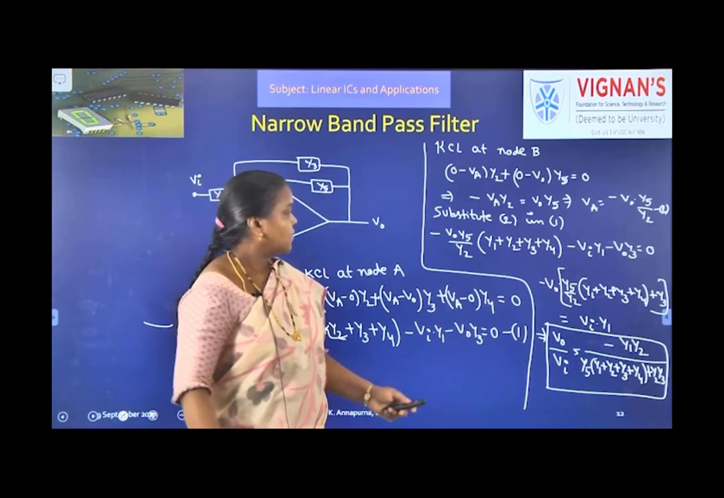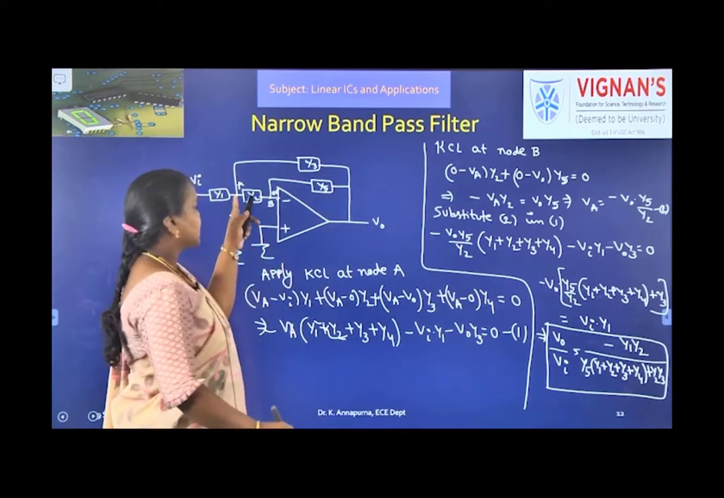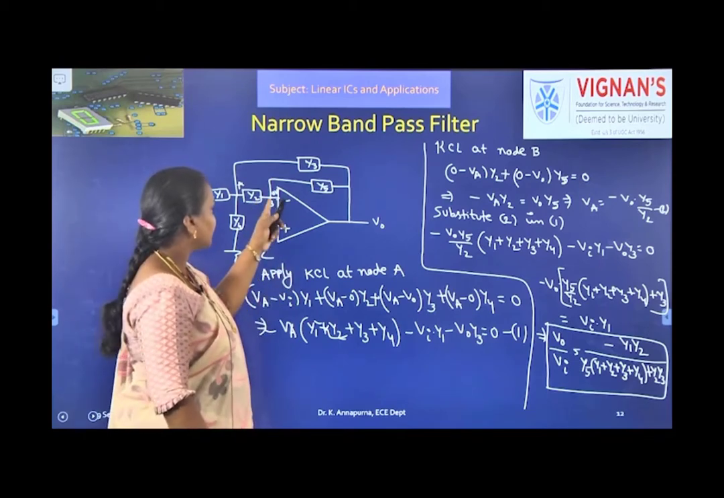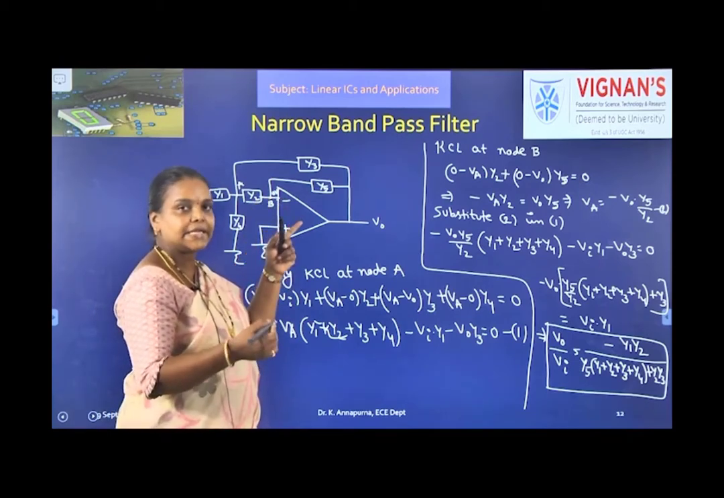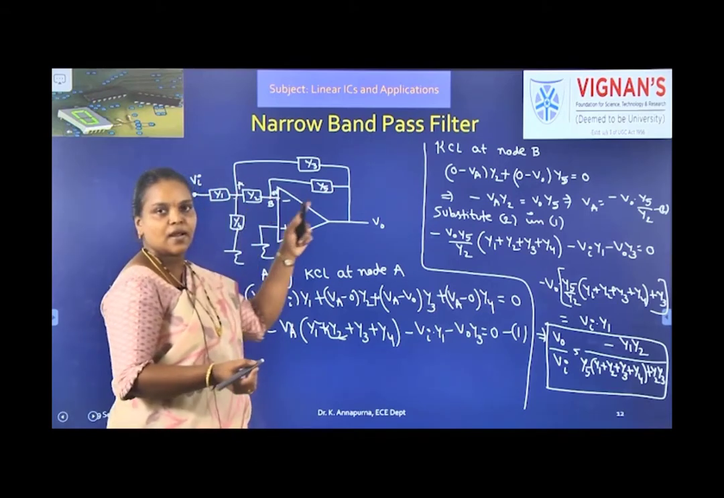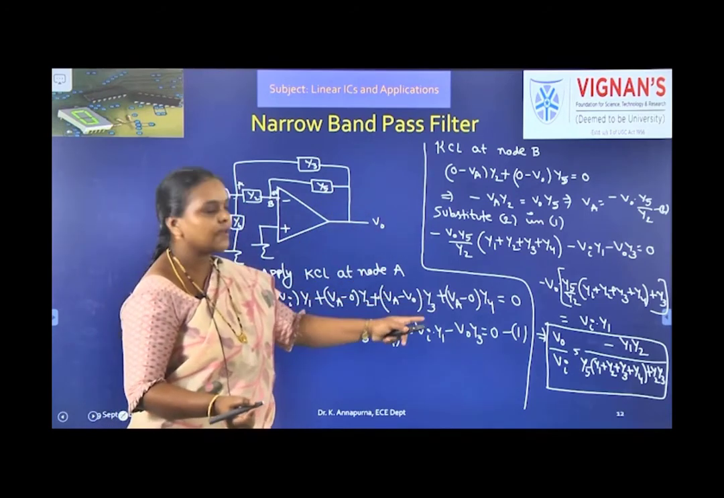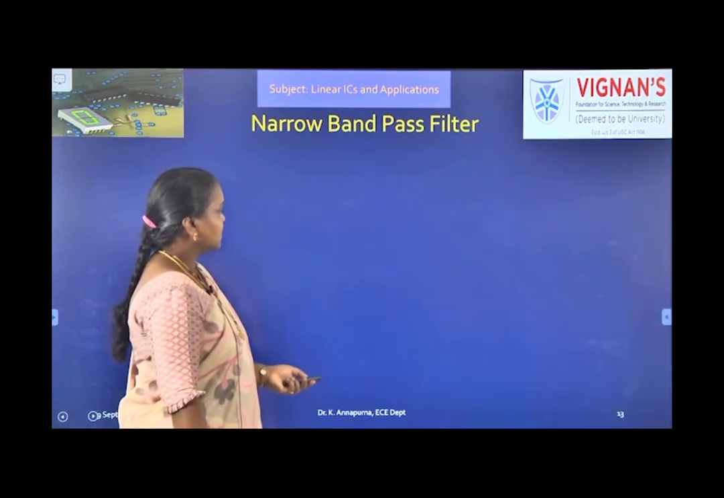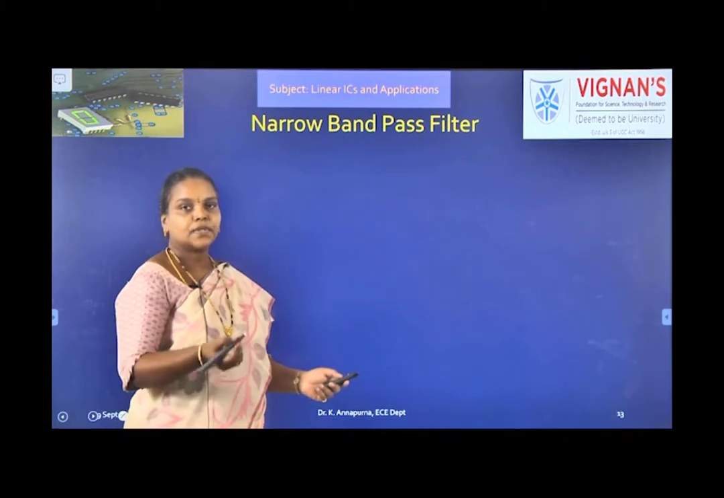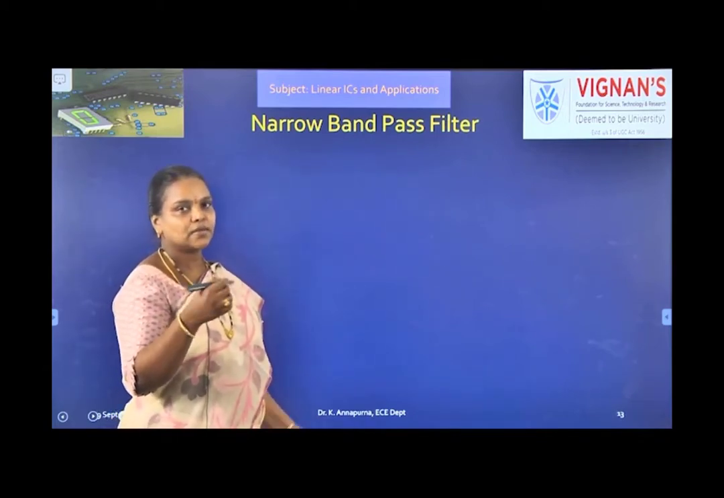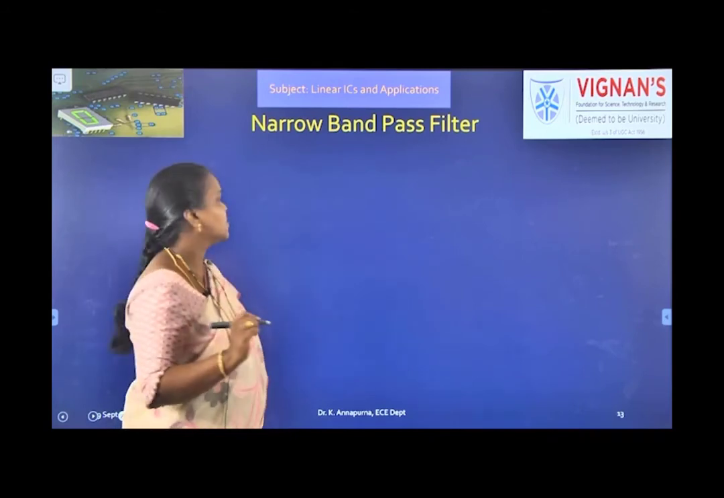Okay. So first we have applied KCL at node A, and next we have applied KCL at node B. So from this we got the expression of VA in terms of V naught, and we have substituted that in the first expression, and after simplifying we got the relation between V naught and Vi. Now let us see the narrow band pass filter, that is we are replacing Y1 Y2s with resistors and capacitors.